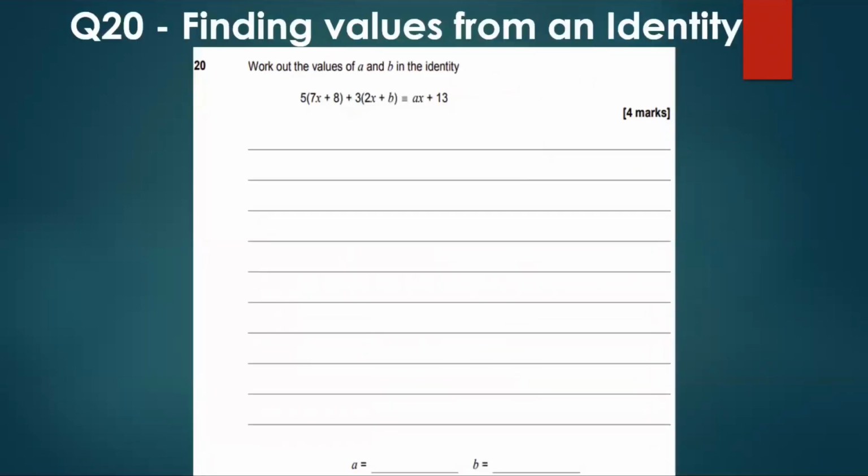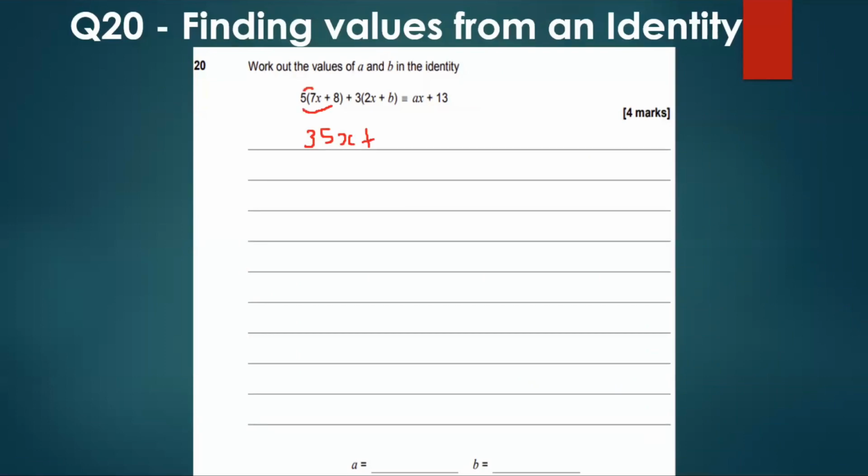Okay, question number 20, guys. Work out the values of a and b in this identity. 5 brackets 7x plus 8 brackets closed, plus 3 brackets 2x plus b brackets closed, is equivalent to, it's got 3 lines there, so it's the same as ax plus 13. Now expanding my brackets, so 5 times 7x is 35x, and 5 times positive 8 is going to be positive 40.